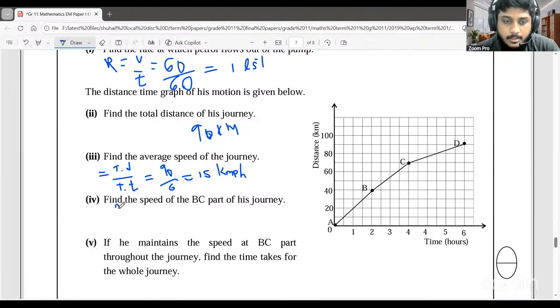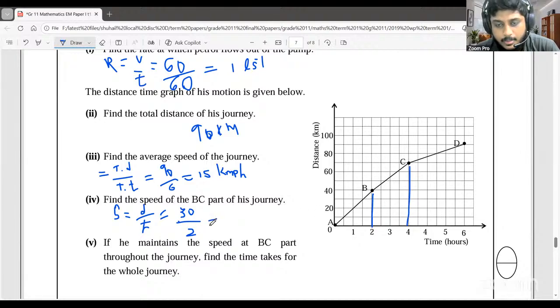Then, speed is equal to distance over time. So distance means the total distance he traveled from B to C, 30. The total time taken to travel from B to C is 2 hours. Everyone can understand that pattern. B is 2, C is 4. 2 to 4 means 2 hours. 30 divided by 2, what is the answer? You get 15 kilometer per hour. So the average speed and the BC speed are the same.